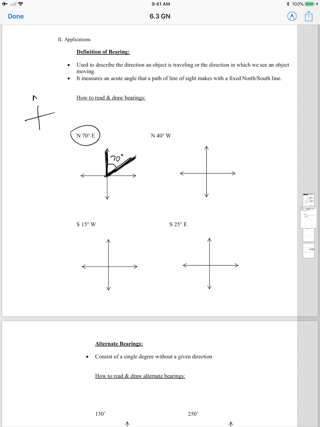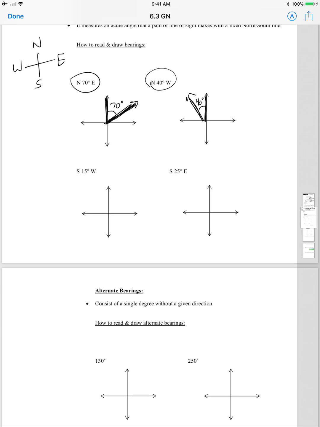So hopefully you do know your directions. Well, if you do, then this should be fairly simple. North 40 degrees west, I'm starting north and then I'm rotating 40 degrees to the west. So I'm going in this direction. South 15 degrees west, south, and then rotating 15 degrees west. Or south and then rotating 25 degrees east. That's basically it. So bearing, pretty straightforward.